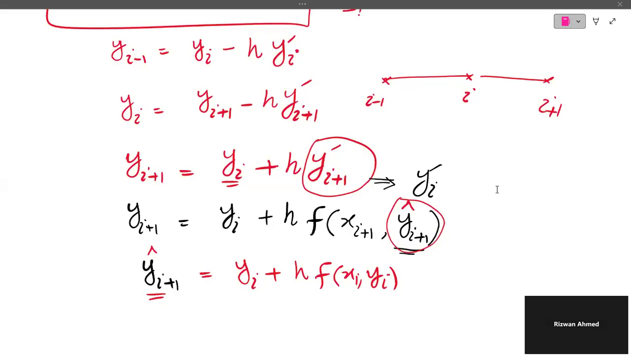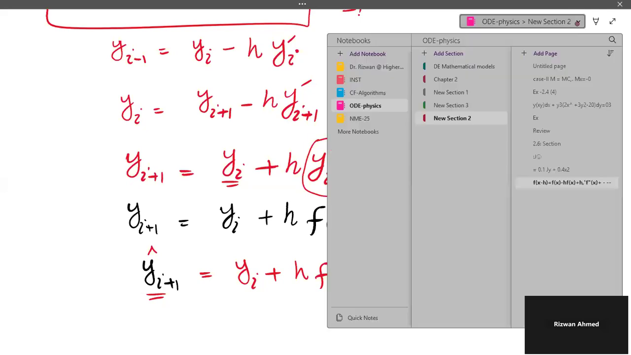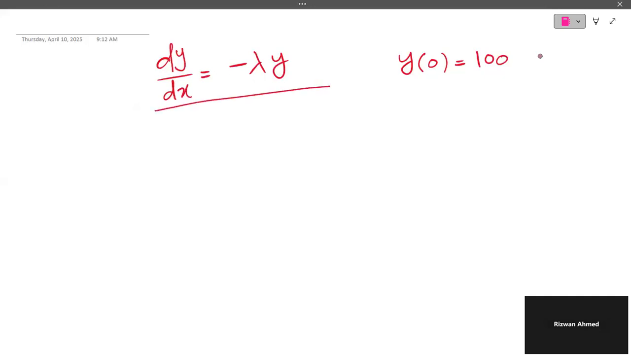In this demonstration, I'm going to develop a numerical solution of the radioactive decay problem, which is governed by the differential equation dy/dx equals minus lambda times y, where I use the initial condition that at time 0, y was equal to 100. And this problem is going to be solved with Euler's backward method.